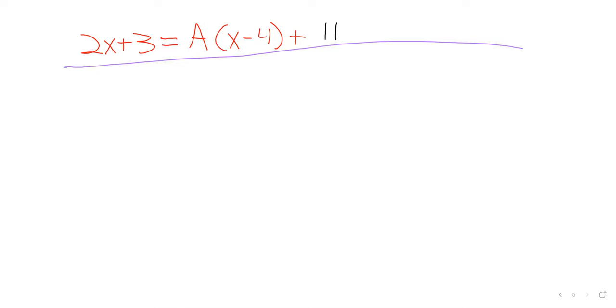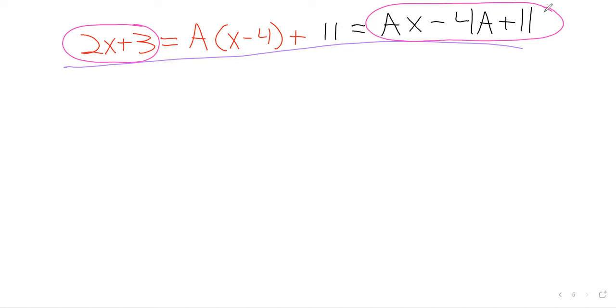And the process is I'm going to distribute this out. Ax minus 4A plus 11. And I guess it's not actually so bad when we just have a square. What I'm going to say now is, well, all right, we've got a linear expression over here, and we've got a linear expression over there, and those linear expressions are equal to each other. Well, how are two linear expressions equal?